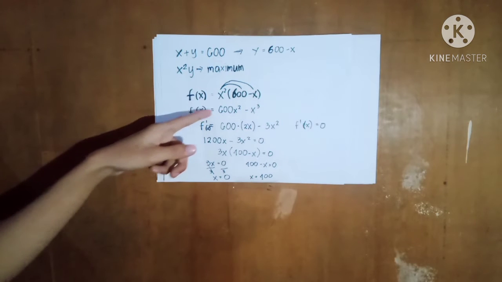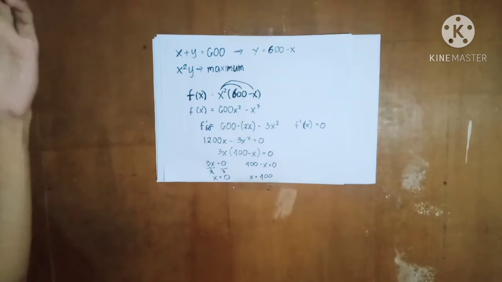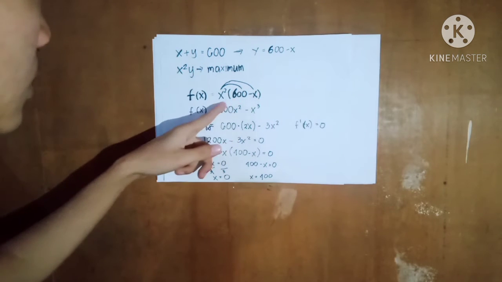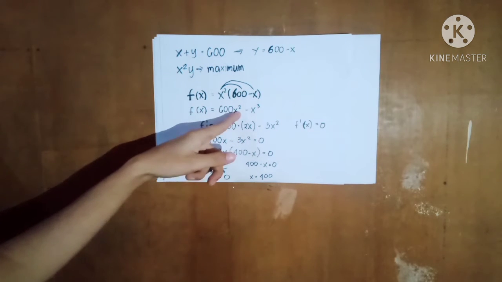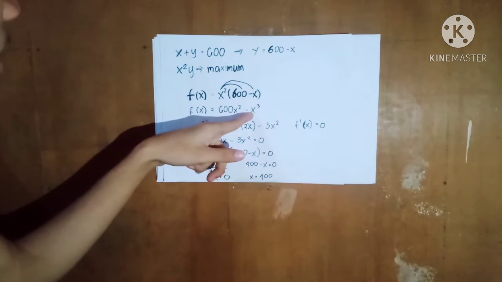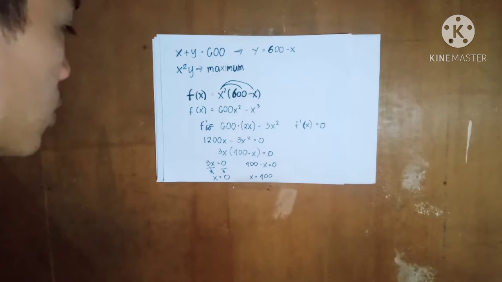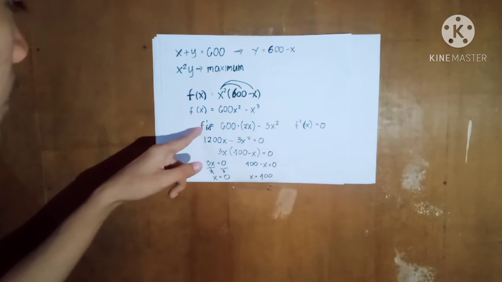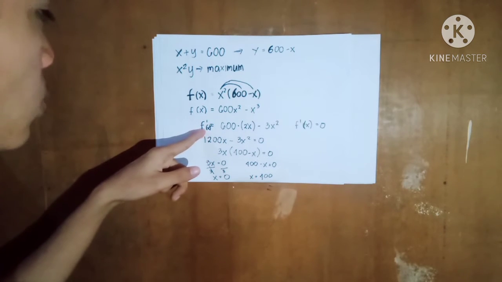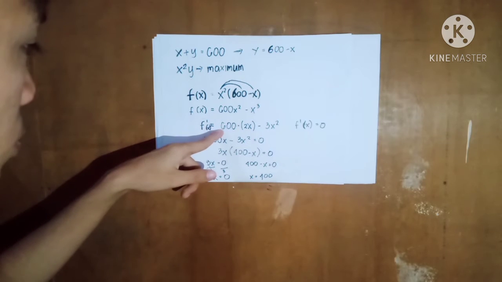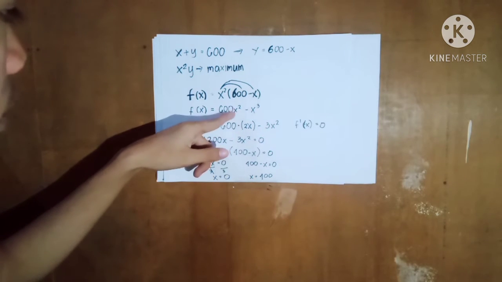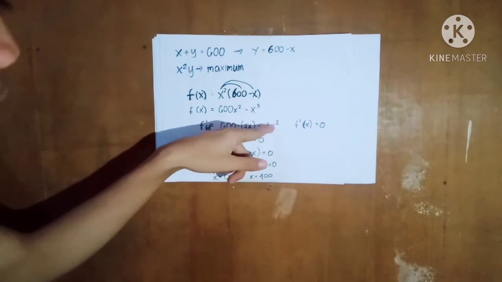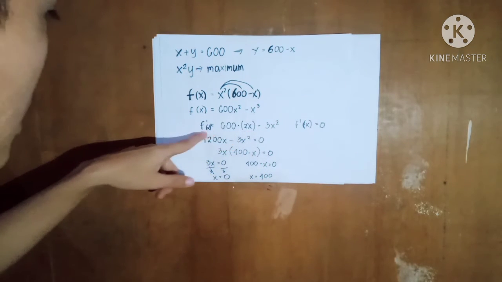Then, i-distribute natin yung x squared sa ating y. So, x squared times 600 is equal to 600x squared. X squared times x is equal to x cubed. So, ang gagawin natin dito is kukunin natin yung first derivative niya. So, f prime of x is equal to 600 times the derivative of x squared, which is 2x, minus the derivative of x cubed, which is 3x squared. So, nakuha na natin yung derivative nila.